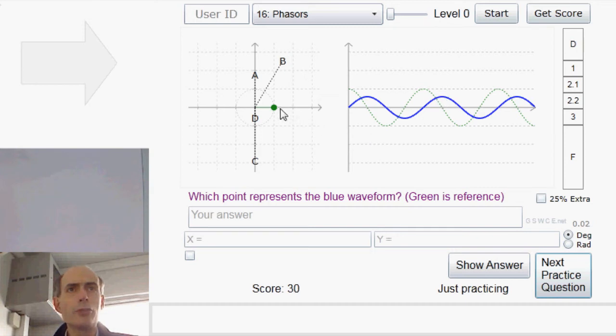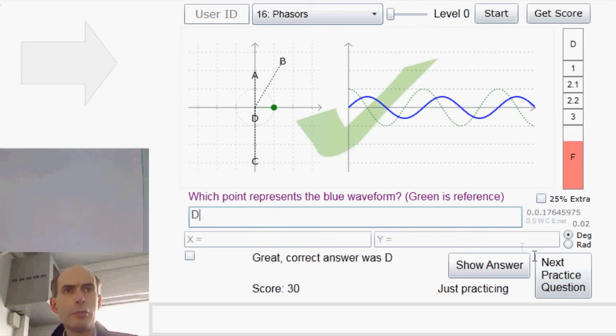Well, it's actually very easy. We don't even need to consider phase. We can just look and see that only one of these 4 phasors ends within the unit circle. And since the blue waveform has a smaller amplitude than the green waveform, you know that the phasor representing the blue waveform must end inside the unit circle somewhere, which means it must be D.